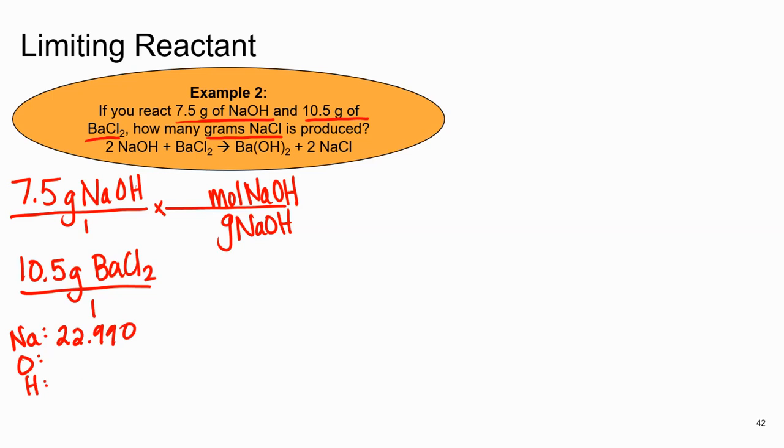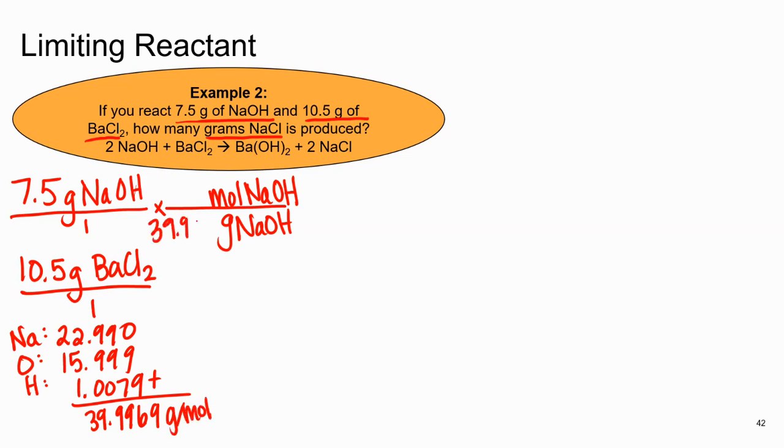Sodium is 22.99. Oxygen 15.999, hydrogen 1.0079, and we can add those all up and get 39.9969. That's grams per mole. So the 39.9969 are the grams that are in every 1 mole.